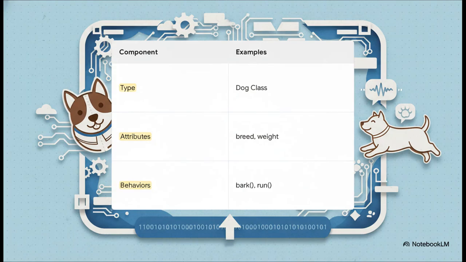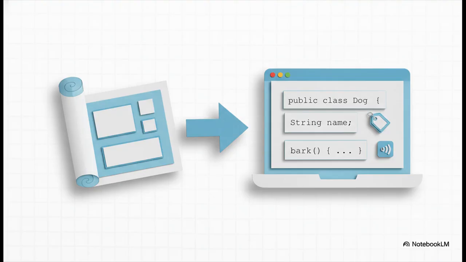So let's look at our dog blueprint one more time, but now with our new vocabulary. We've got our attributes, like breed and weight, and we've got our behaviors, which are our methods, like bark and run. This is the complete design all laid out. And now, for the grand reveal. This is what that idea, that blueprint, actually looks like in code. See it right there? Public class Dog. And inside you can see an attribute, String name, and you can see a behavior, void bark. It's a direct one-to-one translation from our idea right into the code.